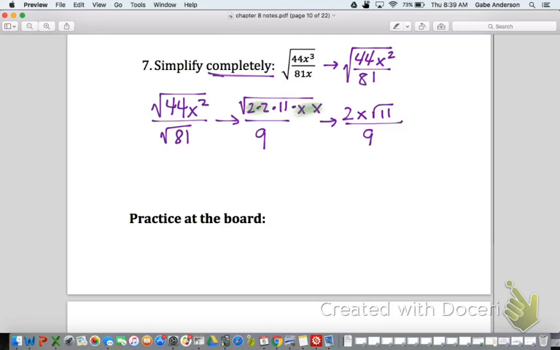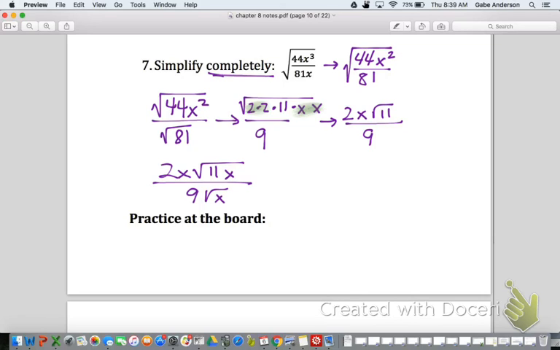Oh, I'm sorry, Jake. Go ahead. If you didn't subtract the x from the top and bottom at the start, would another correct answer be 2x radical 11x over 9x, or 9 radical x? Like that?